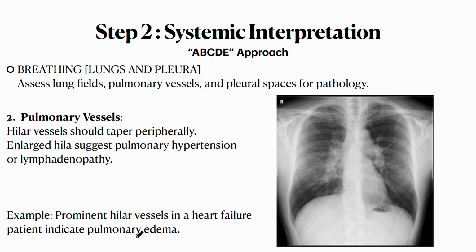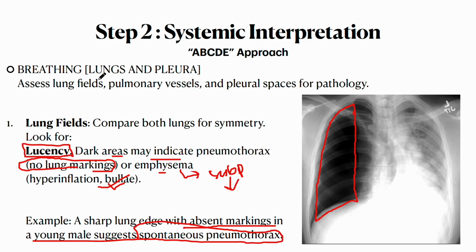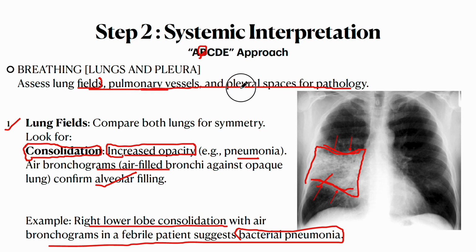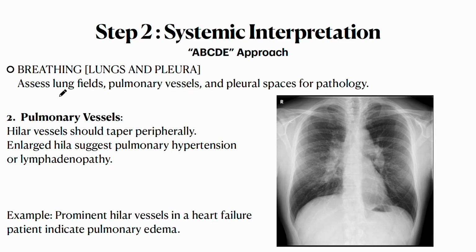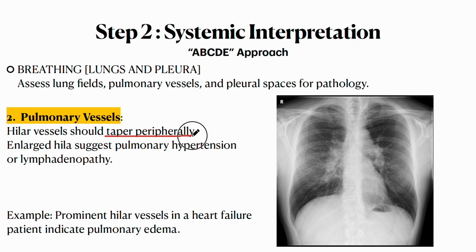The other thing we assess is pulmonary vessels. As we had talked earlier, lung fields we had done, consolidation, nodules and lucency, and now we will talk about pulmonary vessels and then pleural spaces. So let's go to the pulmonary vessels. So what are pulmonary vessels? Like we do, hilar vessels should taper peripherally. Tapering means like this is the hilar vessel, but it should taper like this. It should taper peripherally in normal cases.